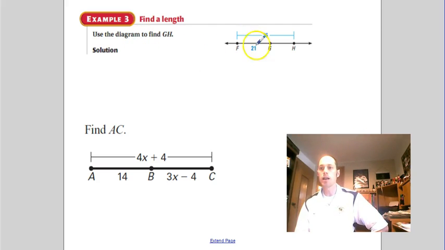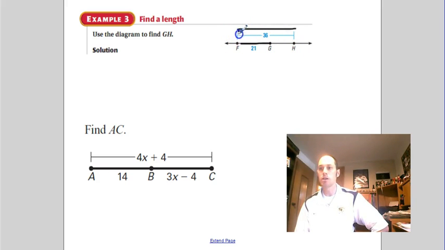All right, now let's apply this using this diagram here. If I wanted to find GH, I know segment FH is 36, as it tells us here. I know segment FG is 21. So we can see that G is on the same line segment as FH.